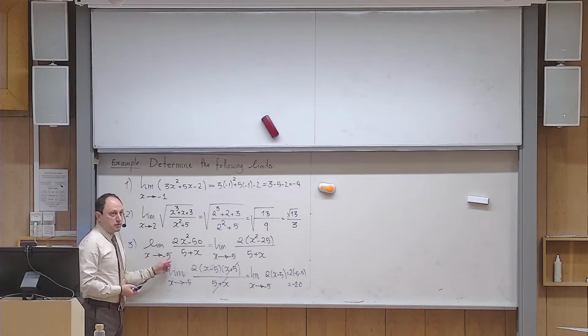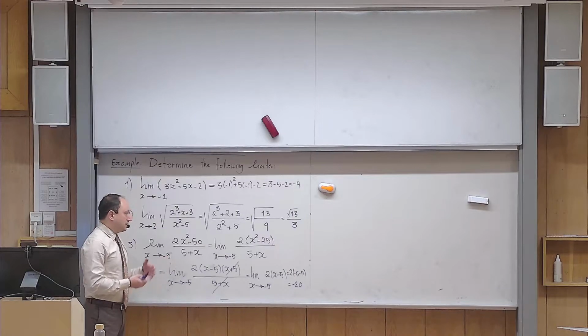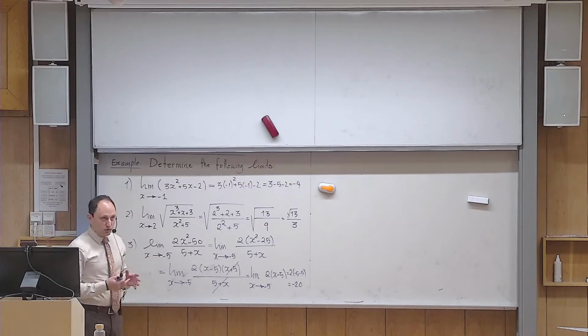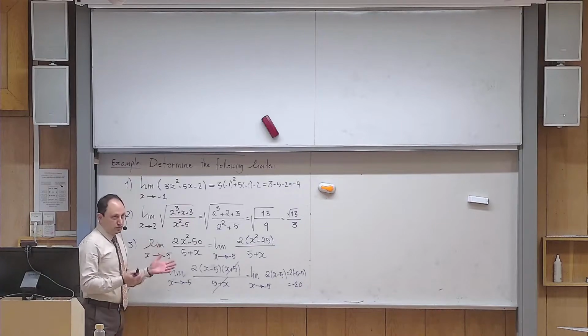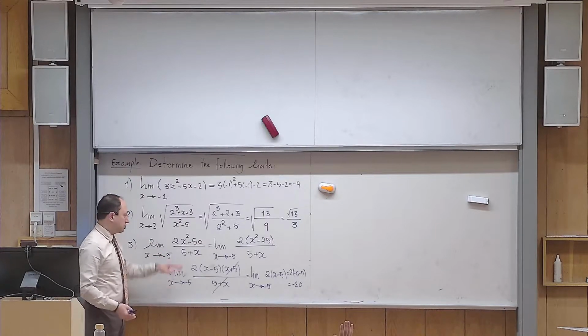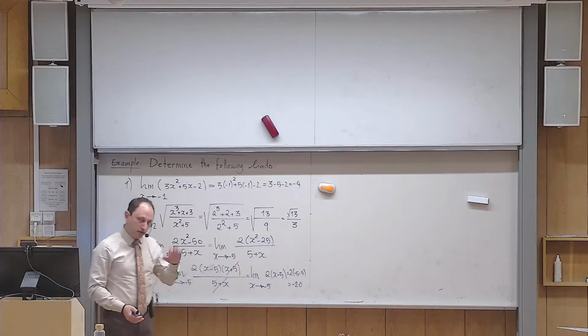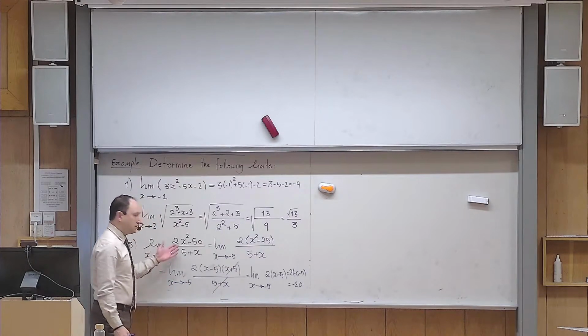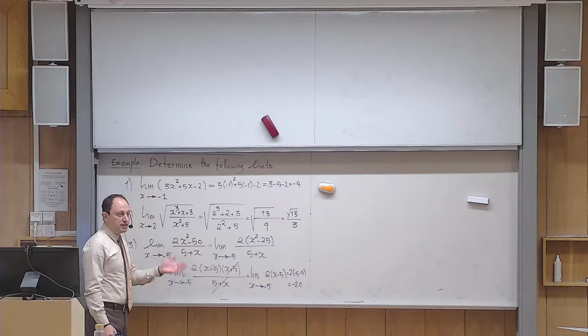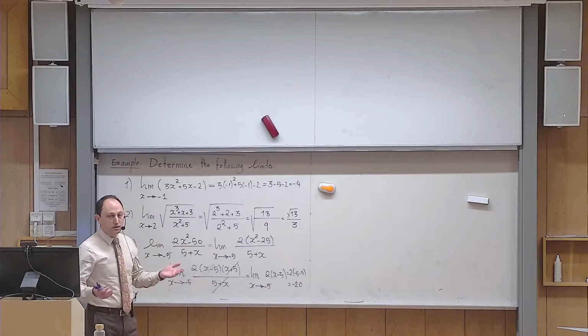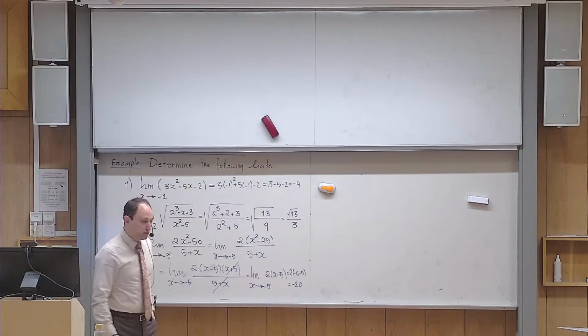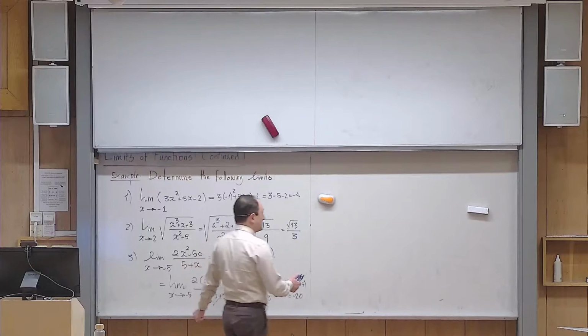When you say x goes to minus 5, you need to understand that x is not minus 5, because if x is exactly minus 5, the numerator becomes 0 and the denominator becomes 0. So this means x is not minus 5. If I give you this and I ask you to calculate this for minus 5, you should say it is not possible or it is not defined for minus 5. So be careful.